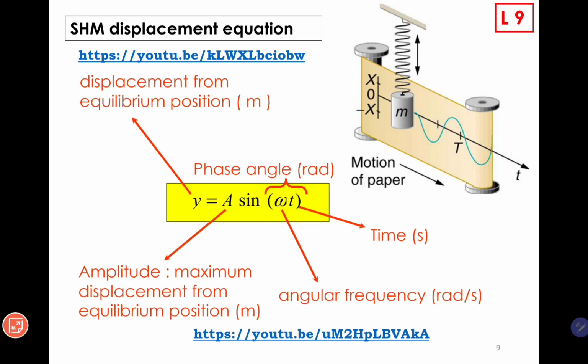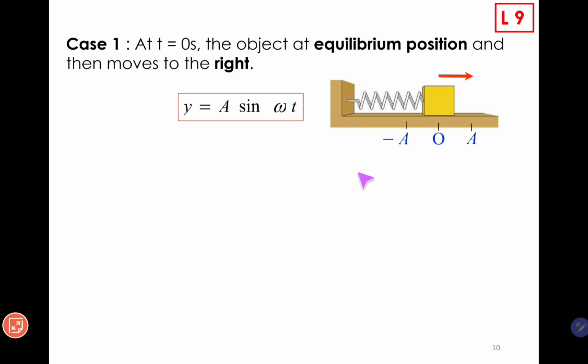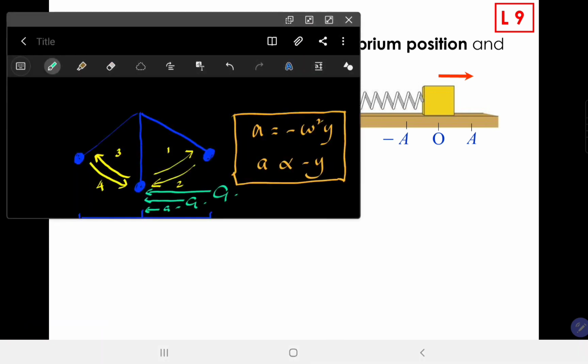Okay, let me show you how to identify the equation. For example, at t equals 0, the object is at the equilibrium position and then moves to the right. So at t equals 0, the object is located at the equilibrium, and then it moves to the right, reaches the amplitude, turns back to the equilibrium, reaches the next amplitude, then turns back to its original position, the equilibrium. So the equation is in sine. It must be purely sine and positive. How do we know that? It's quite simple. Let me show you.